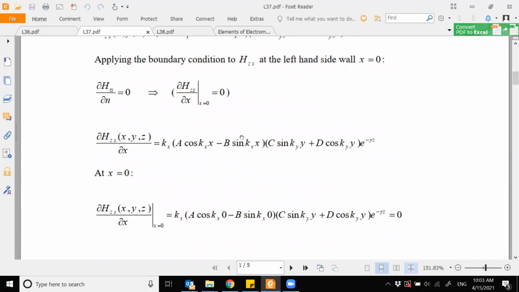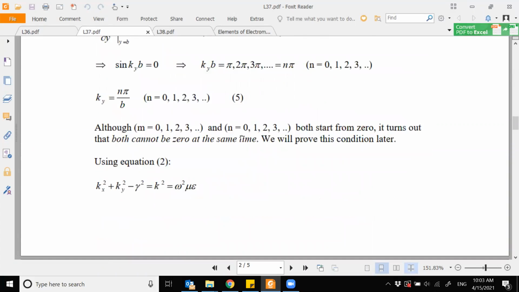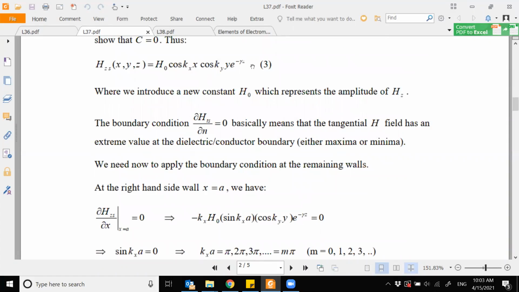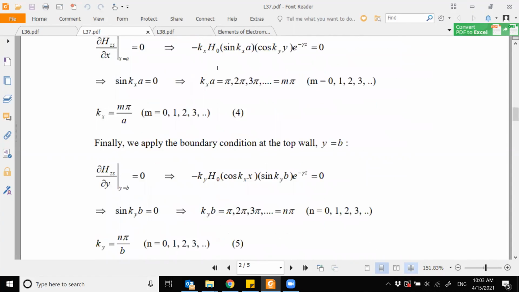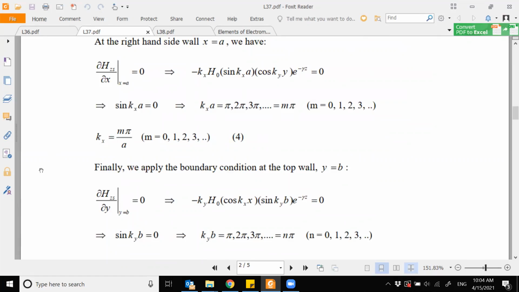Then we applied the boundary conditions, and we saw that this is our solution: H naught cos kx x cos ky y e power minus gamma z. But when we apply the second, third, and fourth boundary conditions, we saw that there are several solutions of kx and ky which will satisfy my HZS. Those solutions depend on the kx value, because kx is m pi over a, and similarly ky is equal to n pi over b, where m and n can take values 0, 1, 2, 3.